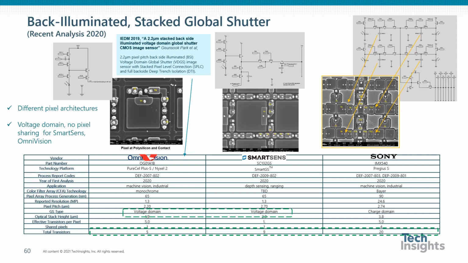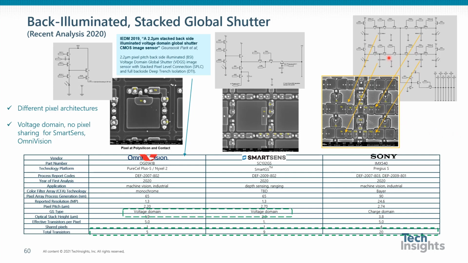In terms of stacked global shutter, here we're looking at OmniVision, SmartSense, and Sony. Again, we see that the pixel architectures are different between the three. For OmniVision and SmartSense, they're both voltage domain. No shared pixels, as seen over here. And OmniVision uses 5 transistors, whereas SmartSense 9. For Sony, this is a charge domain, stacked, and it is 4 shared pixels with 20 transistors, so 5 effective transistors per pixel.